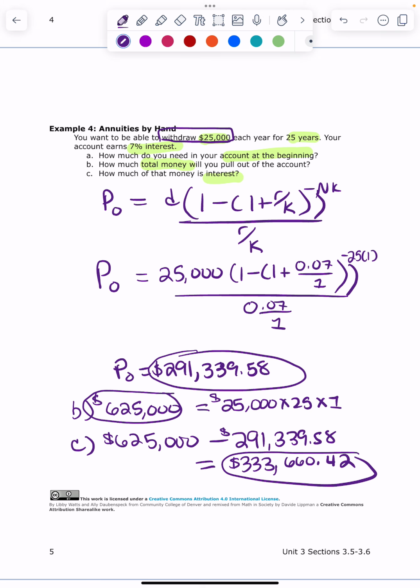Okay, and then I plugged it into the spreadsheet just to check it and make sure it came out. And then we did a couple calculations either by hand, or you can get them from the spreadsheet to get the total interest or the interest earned and the total amount that gets pulled out of the account. All right, finally done.